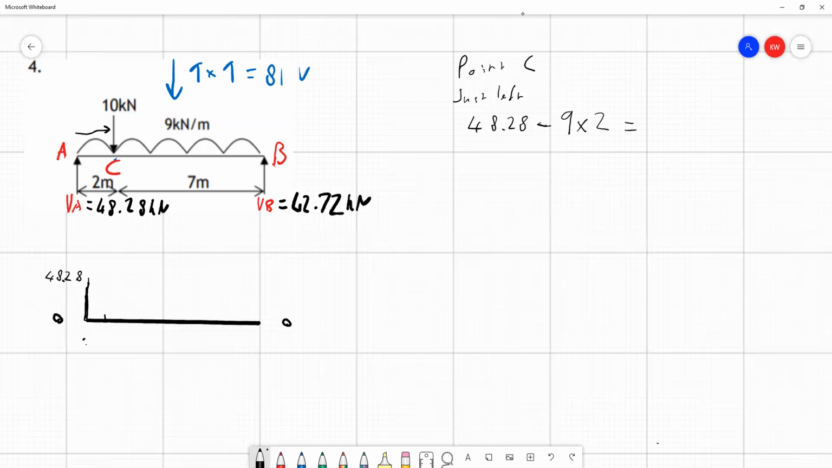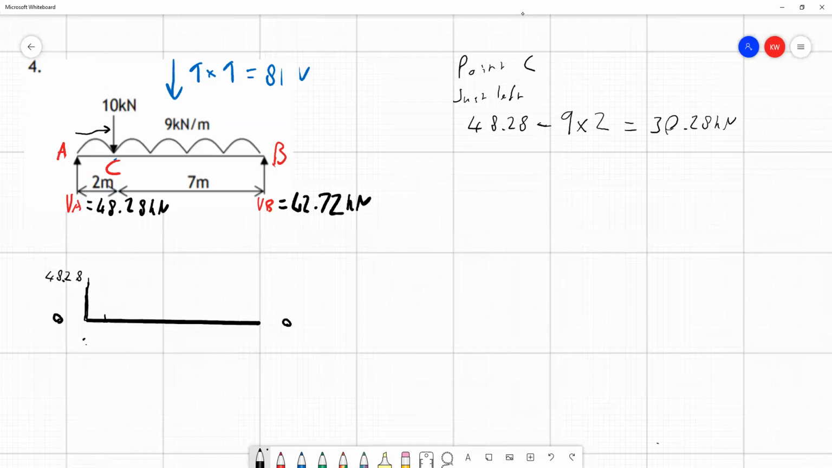So if we put that into a simple arithmetic sum there, we're left with 30.28 kilonewtons. So we've come along to this part of the beam here. We've got 48.28 acting up, and just before we reach this 10 kilonewtons coming down at C, we've already accrued 18 kilonewtons acting down the way due to the UDL.